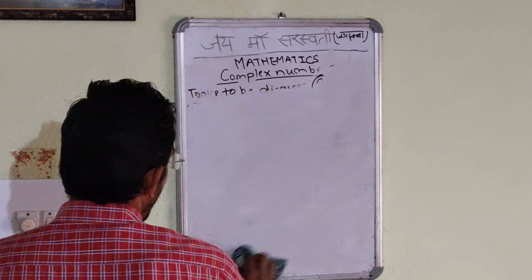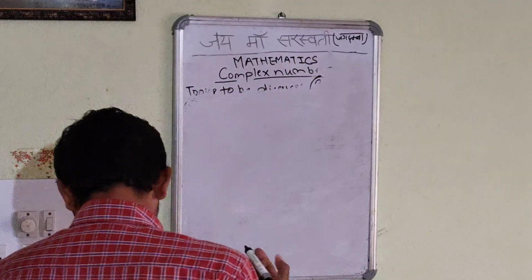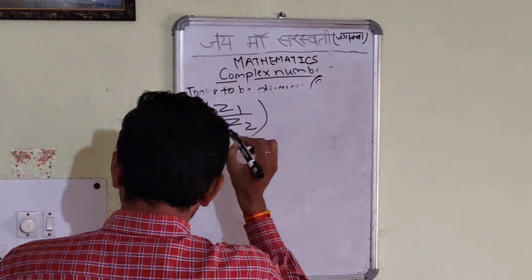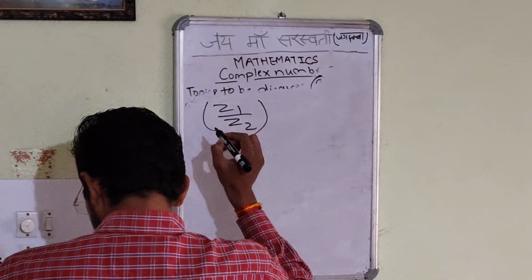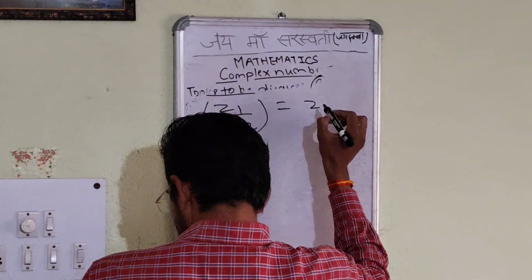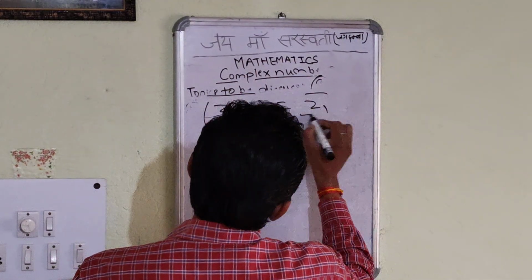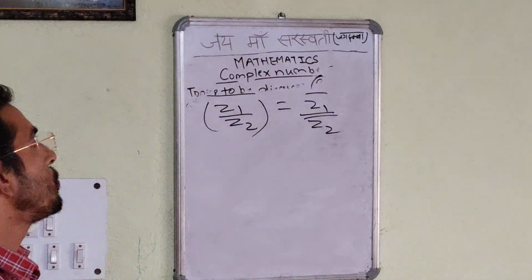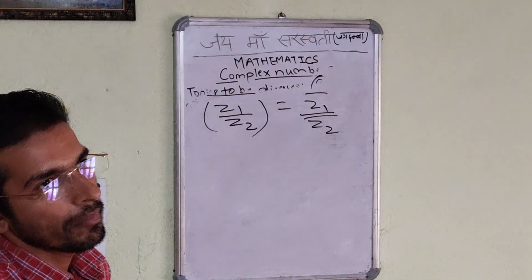The 10th property is somewhat like division. Here it is: the conjugate of Z1 by Z2, the whole conjugate, is equal to Z1 bar by Z2 bar. That is the conjugate which we are taking. So we have to check this here.